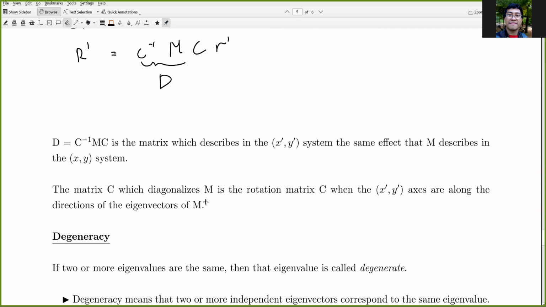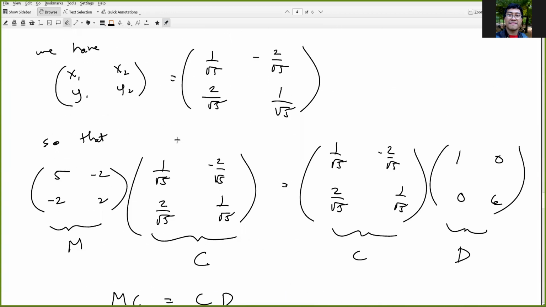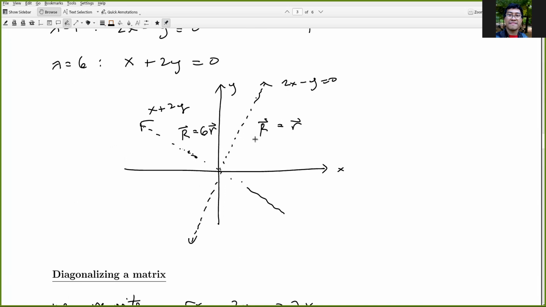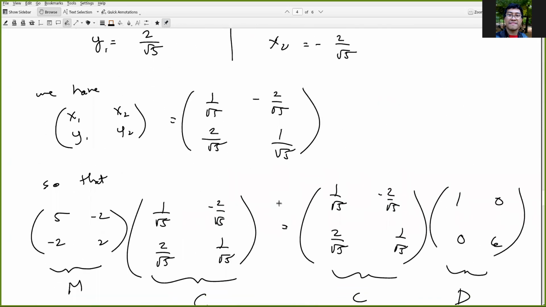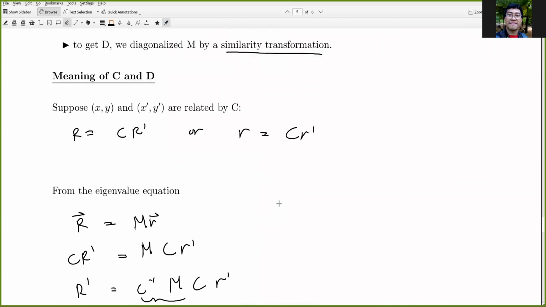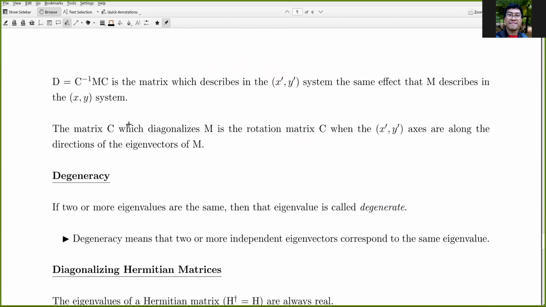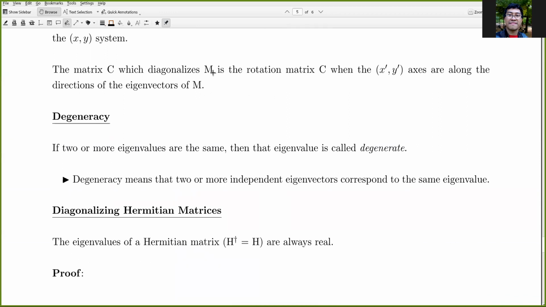The matrix C which diagonalizes M is the rotation matrix when the X prime Y prime axes are along the directions of the eigenvectors. So let us go back to our figure here. If x and y are rotated so that they align with the eigenvectors, then that rotation is described by this matrix C. And the effect would be to diagonalize M so that the axes would be along the directions of the eigenvectors.